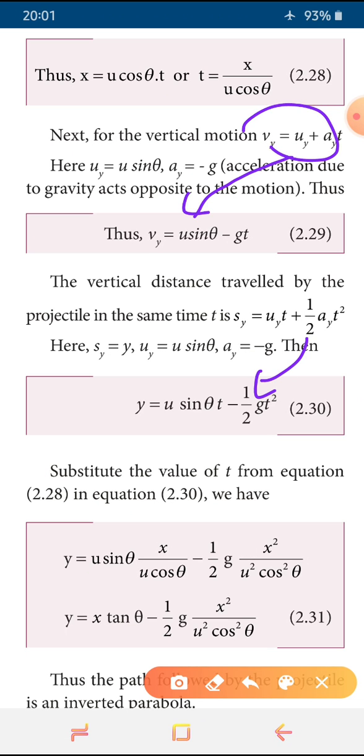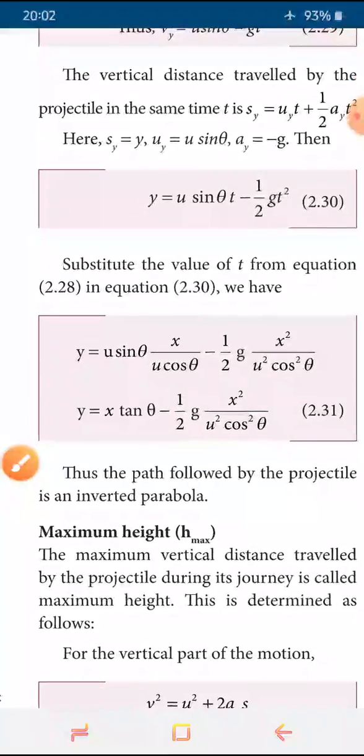And we are substituting the t from the equation 2.28. So what is the equation for t? X divided by u cos theta. We are substituting that, then we can write y is equal to u sin theta into x divided by u cos theta. Okay? And look here, sin by cos is what? Tan. That is the next step we have written. Minus half g t square, we write as x square divided by u square cos square theta. Then that is equal to half g x square divided by u square cos square theta. And this is the answer we are getting here.